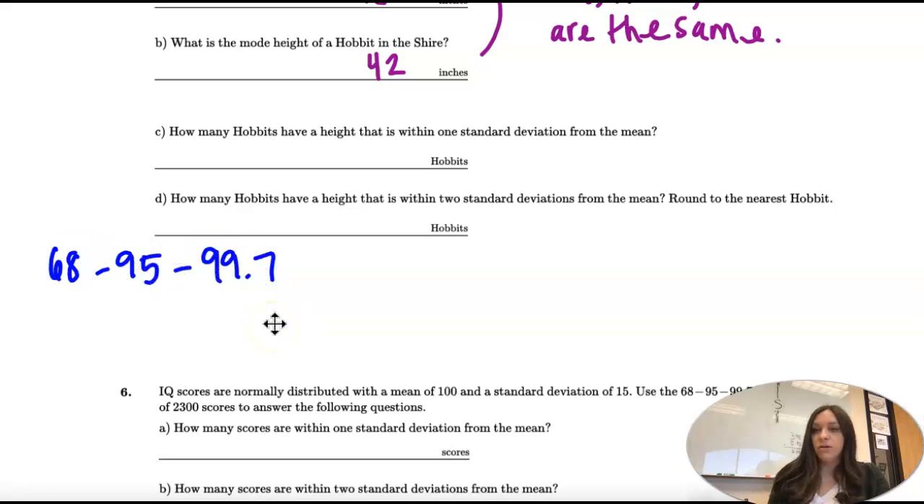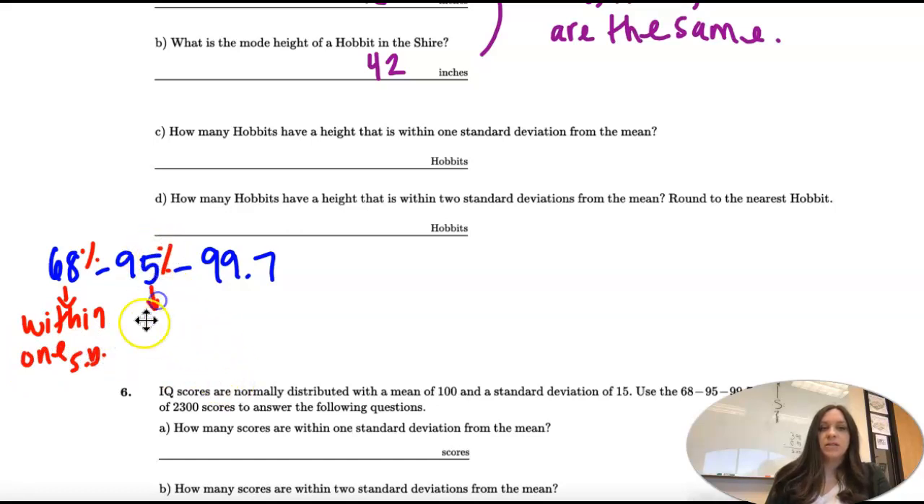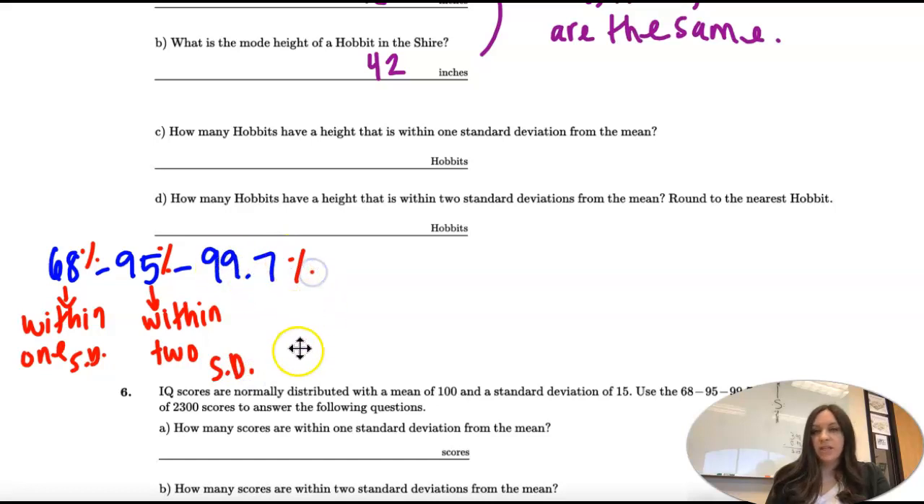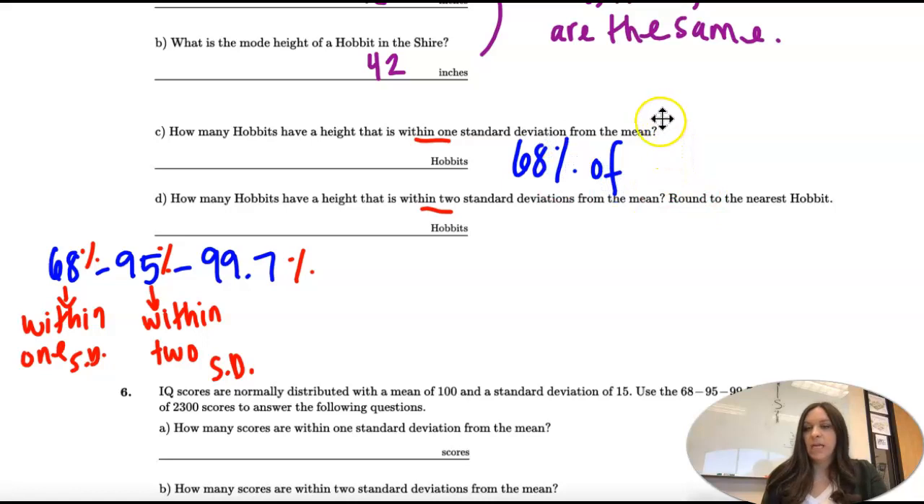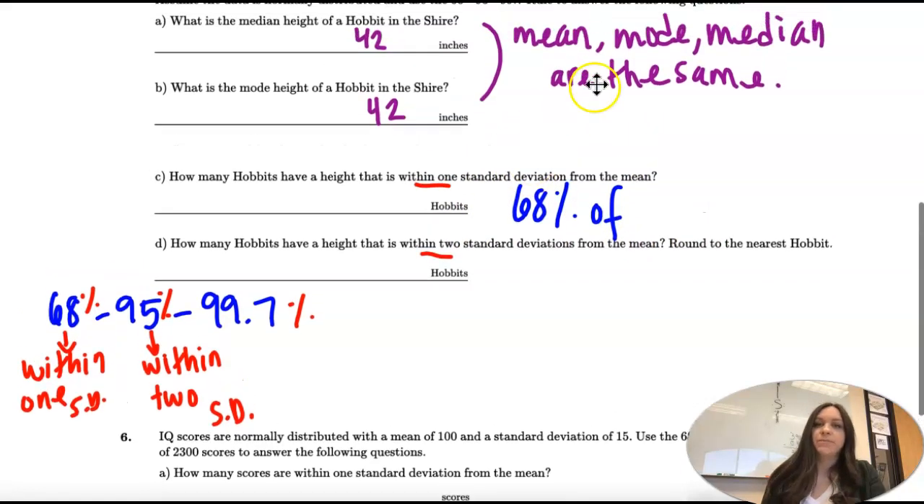If we draw our normal distribution, we can see it, but this rule tells us that 68% is within 1 standard deviation. And then 95% is within 2 standard deviations. And then 99.7, that's the 3, but we just need within 1 and within 2. So we need to figure out 68% of what? How many hobbits are there?